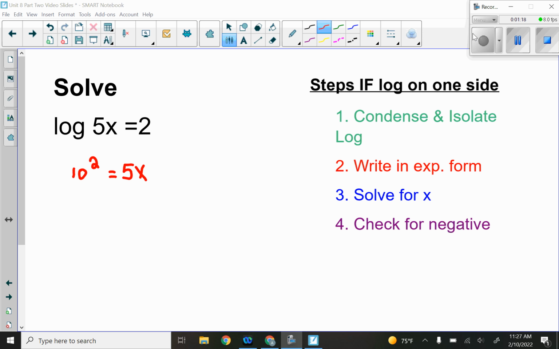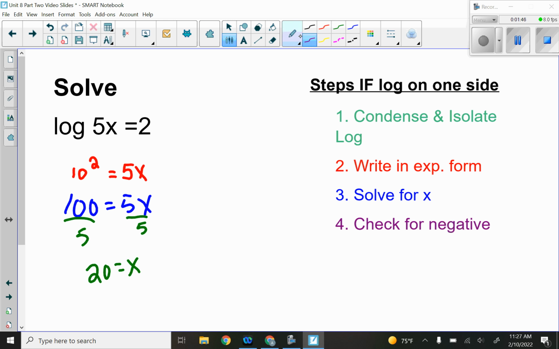Now from here, we can solve for x. We have 10 squared, which is 100, equals 5x. And then when we continue solving, divide by 5. 100 divided by 5 is 20, equals x.